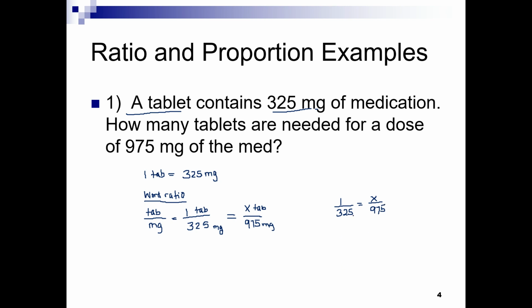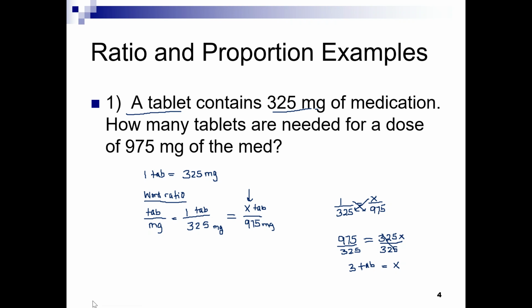Now, one way that I can solve is with the cross product. So I multiply diagonally. 1 times 975 is 975. Still using the equal all the time for proportion. Multiply on the other diagonal, and I have 325x. This little equation can be solved in one step. I will divide by the 325 to get the x by itself with a coefficient of 1. So these cancel, and x is equal to 3. Looking where the x was in my thought process, that is representing 3 tablets.